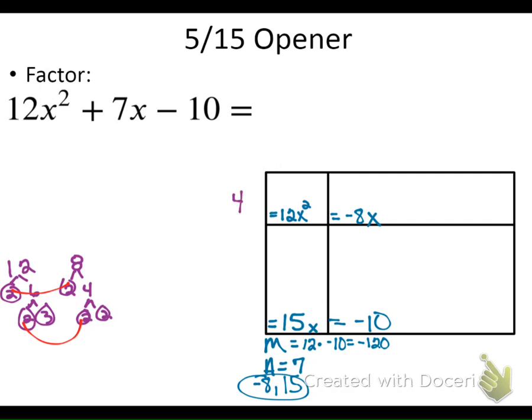Then what variable do those two have in common? Good. So if that's my height, I'm going to go ahead and put that in each box. Okay. 4x times what gets me to 12x squared? 3x. So if that's my width on the top, I also bring it down to be my width on the bottom. Okay, 4x times what equals negative 8x?